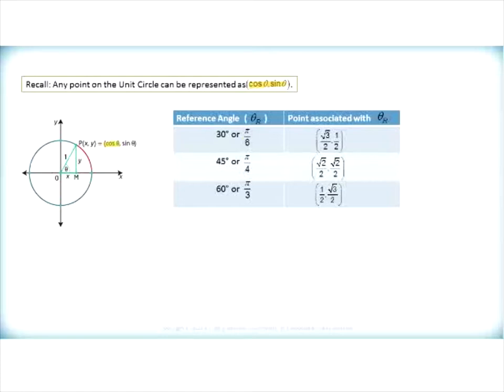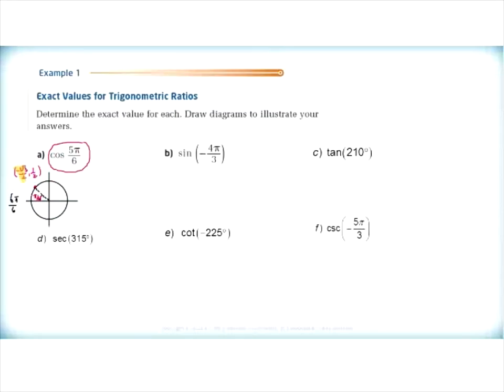My reference angle again of pi over 6, root 3 over 2, 1/2. That's where all this is coming from. You need to know what's on the previous slide. So the answer, of course, is simply negative root 3 over 2. Let's do the next one. The sine of negative 4 pi over 3. Again, we need to draw a diagram to do this.